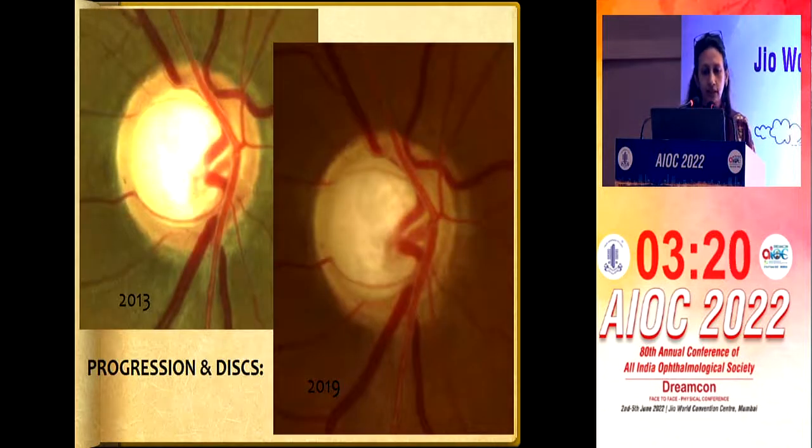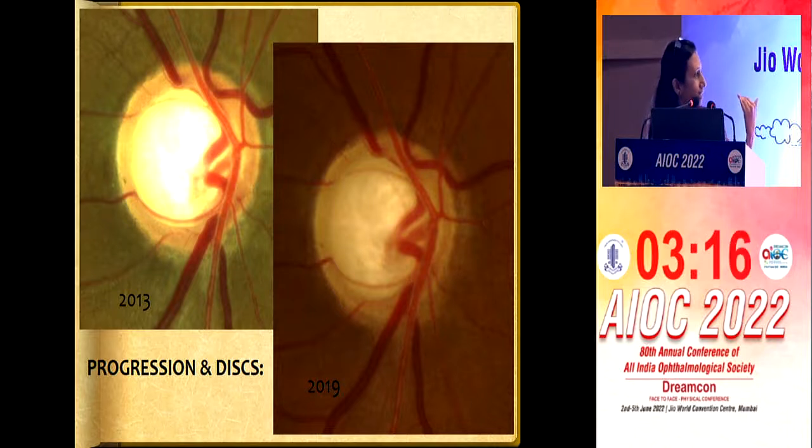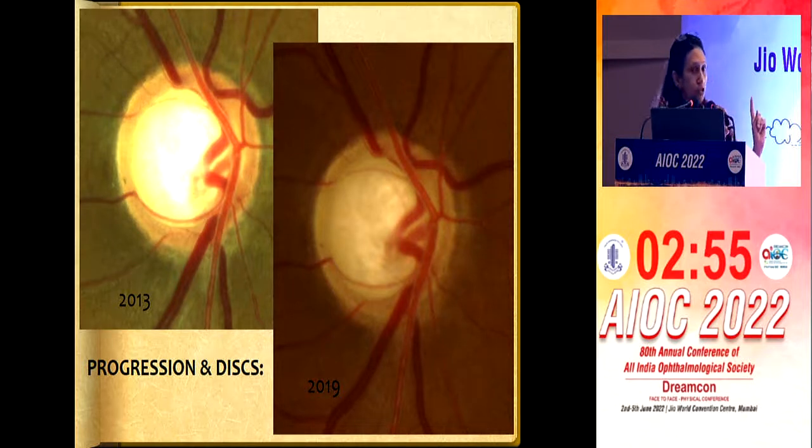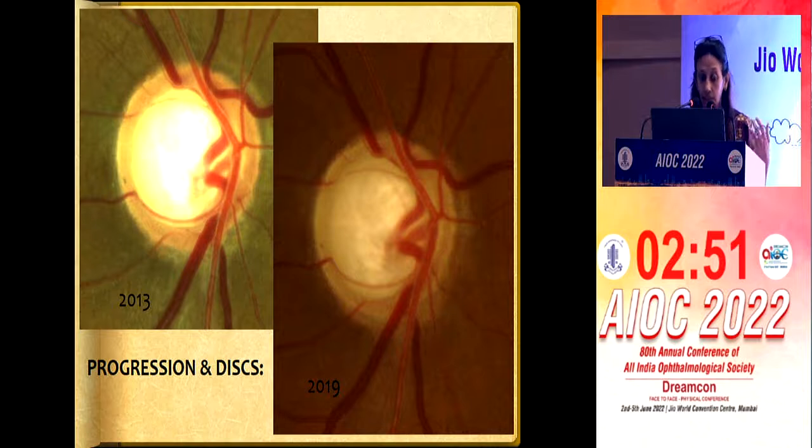But there is a different kind of progression where now this is a large disc with a large cup disc ratio. This is taken in 2013 and this is 2019. There is a very subtle difference, and this is progression. Mind you, the pressure was always borderline. The fields are even normal now, but I know that this is progressing. No amount of good disc diagrams will tell you this for sure. So disc photographs are very useful in detecting progression.